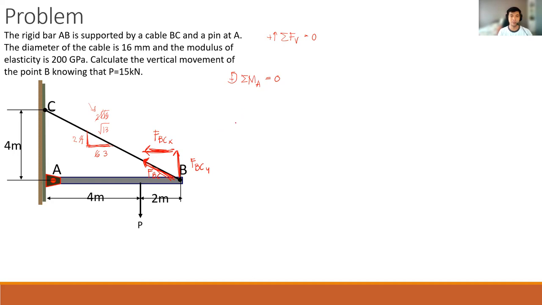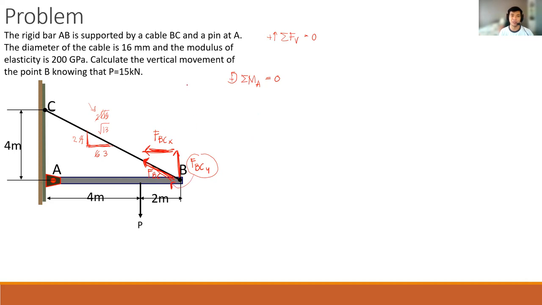Okay, so taking moments at A, we can say that force BC can be neglected because it's collinear towards A. There's no distance being displaced. For force BCY, we can have this moment here because it creates a perpendicular moment, with a moment arm of 6. So we just represent FBCY in terms of BC.